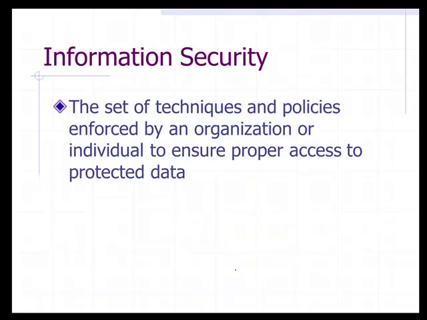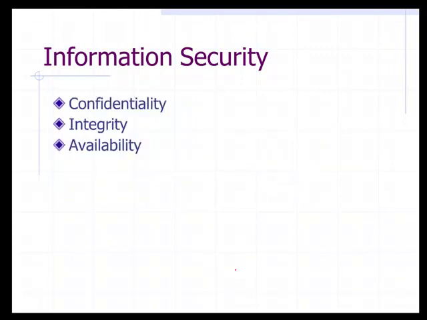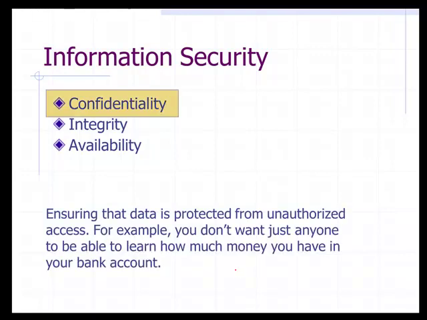Let's move on to information security. Information security is a set of techniques and policies enforced by an organization or individual to ensure proper access to protected data. There's confidentiality, integrity, and availability, which is what I want to discuss now. Confidentiality means ensuring that data is protected from unauthorized access. For example, you don't want just anyone to be able to learn how much money you have in your bank account.